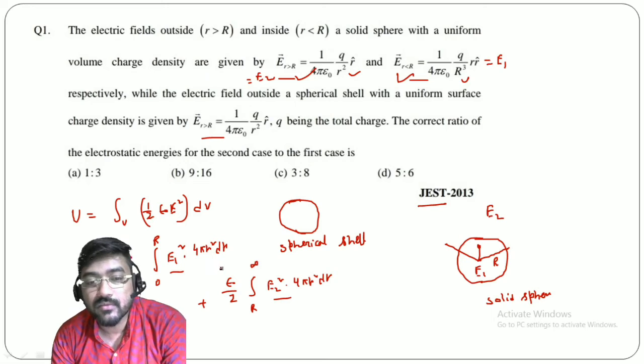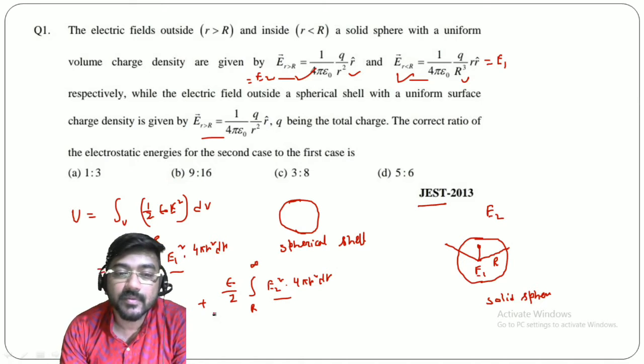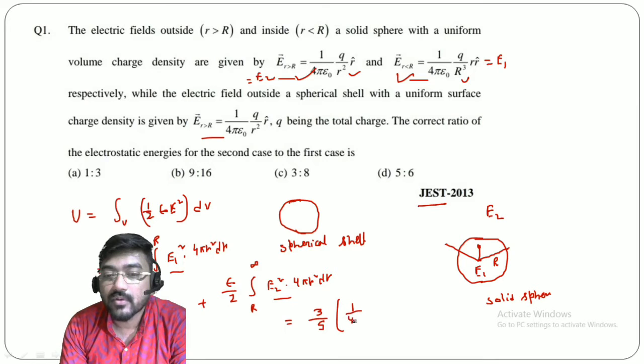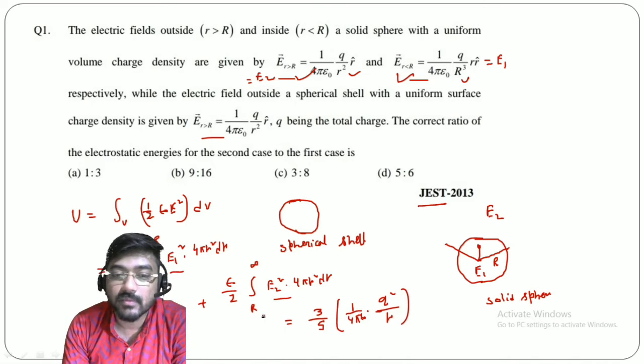But I suggest you remember this standard result, at least for the solid sphere and spherical shell. If you calculate the whole integration for the solid sphere, you will get 3 by 5 times 1 upon 4 pi epsilon naught into q square upon r, not r square, q square upon r. Let me give you a hint to remember this result.